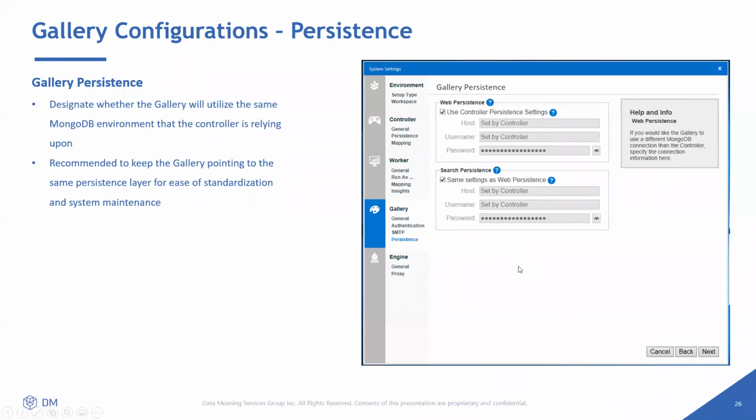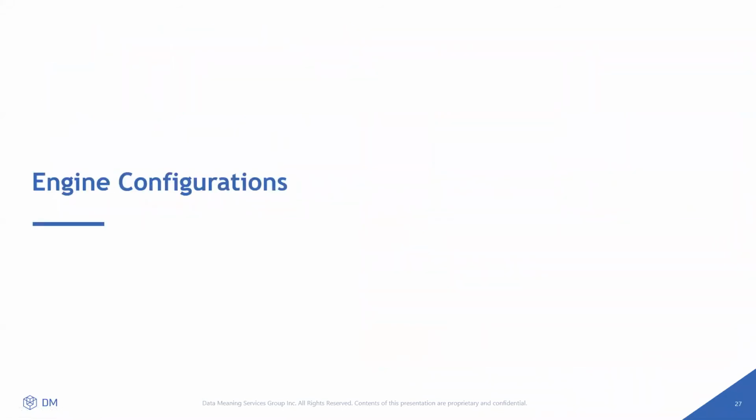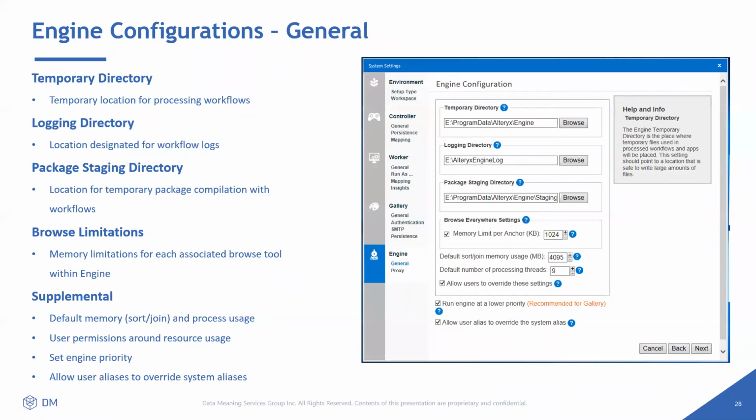So now we're going to move into the last component, which is the engine configuration. Now the engine, as mentioned in the previous sessions, is that workhorse. It is what is building and running your workflows. So once more, we got a temporary location where it is running and processing. We have a logging directory, which I'll touch on shortly. And we have the package staging directory. And this is dedicated for building out packages before it sends it to the end user.